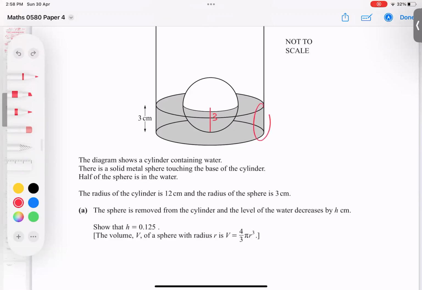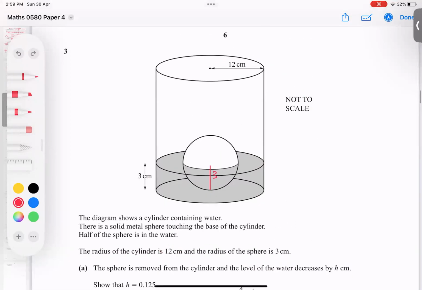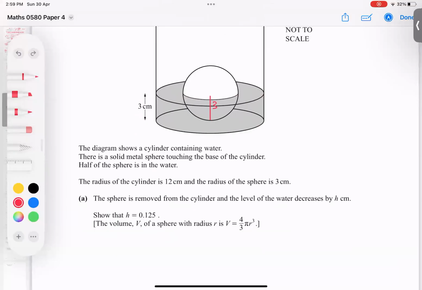What is the height of the water? Same as half the height of the sphere. All right, say hemisphere. And the radius of the cylinder given by him is 12. And what is the question he is asking? The sphere is removed from the cylinder, and find how much the level of height decreased.